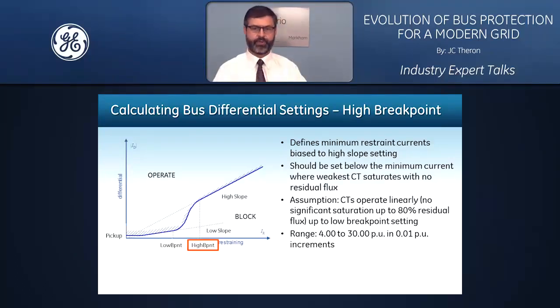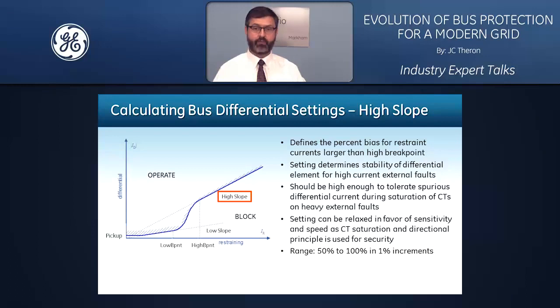Now the high breakpoint defines the minimum restraint current that is necessary for the high slope. Now this should be set below the minimum current where the weakest CT saturates with no residual flux. In other words, the weaker our CTs, the lower our high breakpoint setting will be. Now keep in mind, this is also an assumption that CTs operate linearly, in other words, no significant CT saturation up till 80% of residual flux for up to low breakpoint setting as we've seen before. Now, the range for the high breakpoint is typically 4 to 30 per unit.